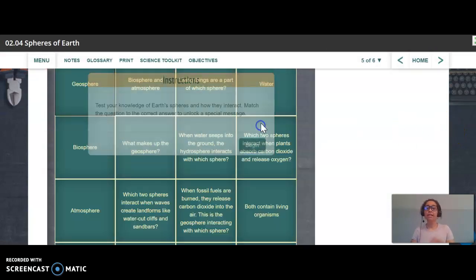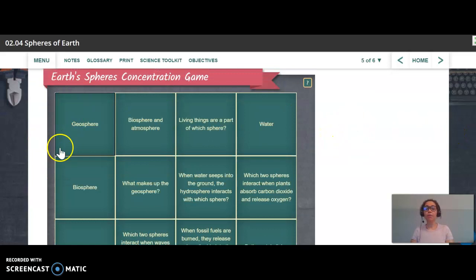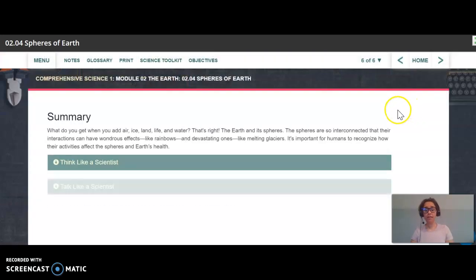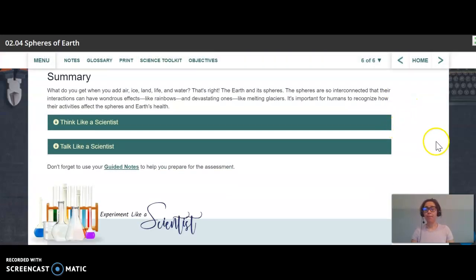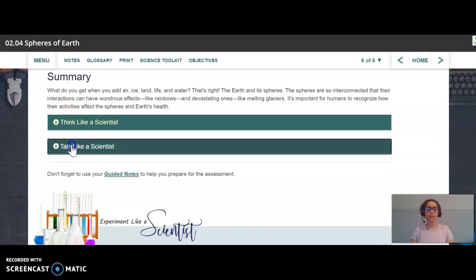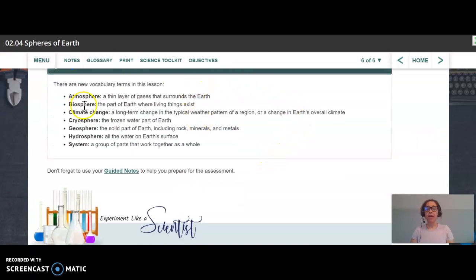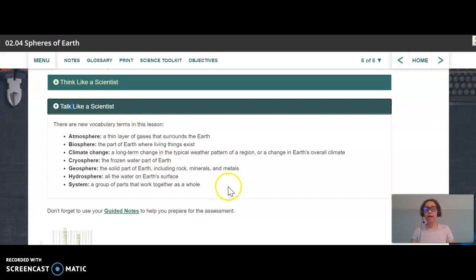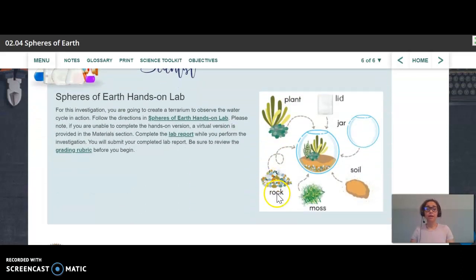So when you get to this particular slide, it's going to help you see how all of the spheres connect. It's a pretty short lesson this week, but that's to make up for our lab because it will take you 3 days. So as always, I like you to go to the Talk Like a Scientist and make sure that all of your vocabulary words are in your notes, or if you missed a couple, you can copy them over. Next, you are going to go on to your lab. I have another video explaining the lab for you.